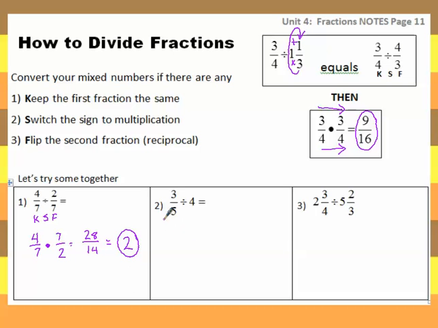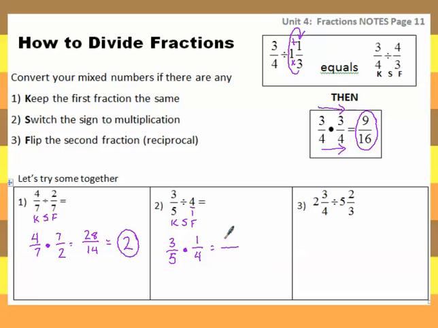Now if we look at example number 2, I have a fraction divided by a lonely whole number. He's so sad. He needs the buddy 1 to go underneath. Alright, so I have a division problem. I need to do keep, switch, flip. Keep the first fraction the same. Switch to multiply. Flip the second fraction over. Now I multiply across the top, multiply across the bottom.